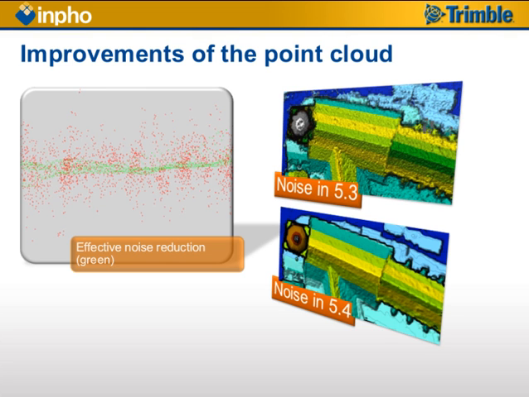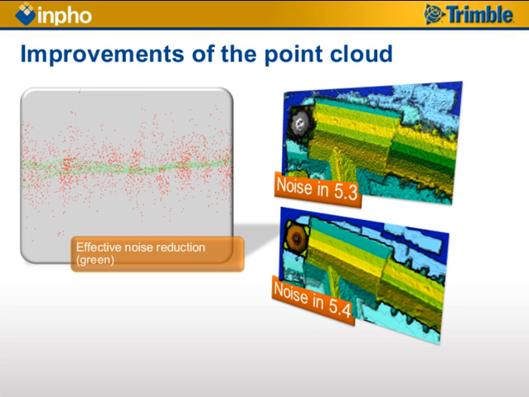Now, I was talking about the improvements of the point cloud, so let me show some other examples. On the left here, you see again a graphic comparing the point clouds from the old 5.3 version with the new 5.4 version. The red points are the old ones and the green points are the new ones. You can easily see that the noise is much better in this new data set. Also, looking at the right side, in this height-coded view, there is clearly noise seen in the 5.3 version where the roofs are.